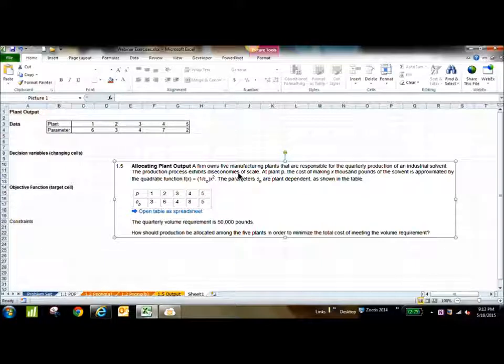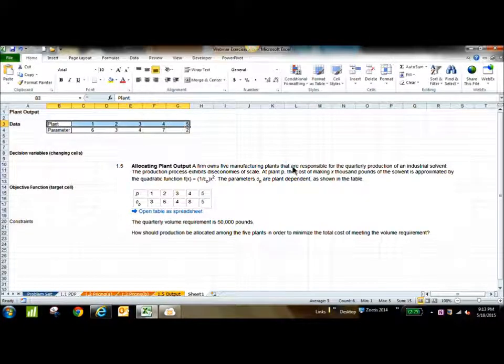I'm going to read through this. A firm owns 5 manufacturing plants. These are the plants that are responsible for the quarterly production of an industrial solvent. So what we're talking about is production of the solvent. The production process exhibits economies of scale. At plant P, the cost of making X thousands, or 1,000 pounds, of the solvent is approximated by the quadratic function. So this function, f of x, represents cost.